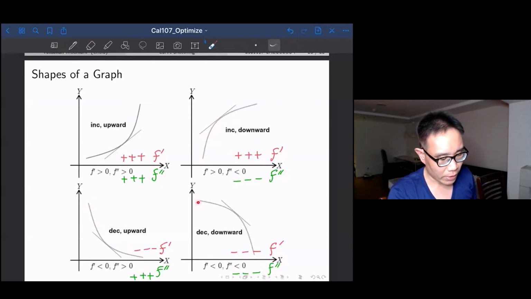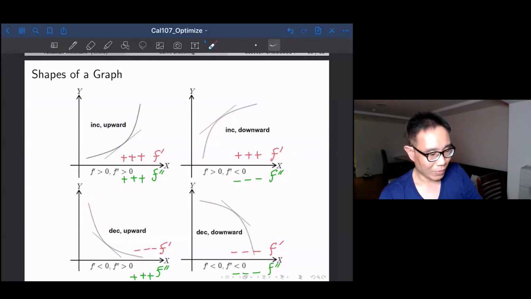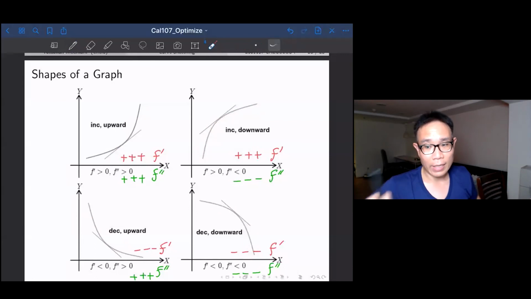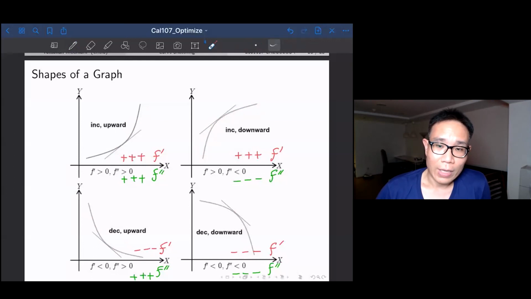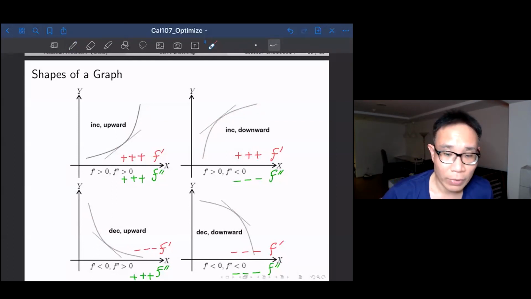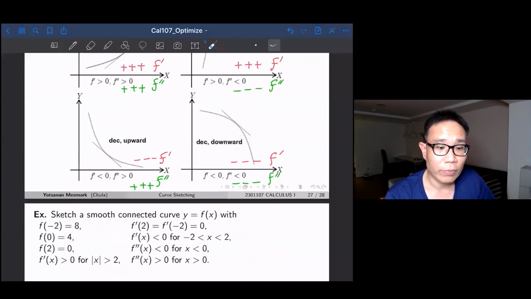And you have decreasing concave down. For the last one, the graph is below the tangent line, and you see that the graph is going down. So this is the shape of the graph that you're going to determine from the sign of f prime and f double prime respectively. This is going to be useful in order to shape the graph.